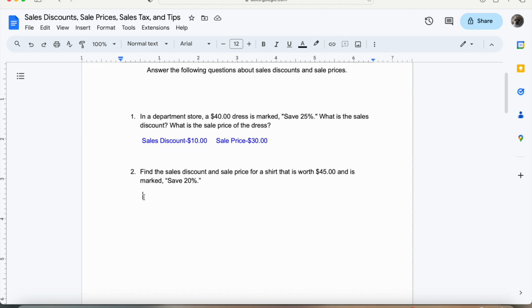For number two, we're going to find the sales discount and sale price for a shirt that is worth $45 and is marked Save 20%.